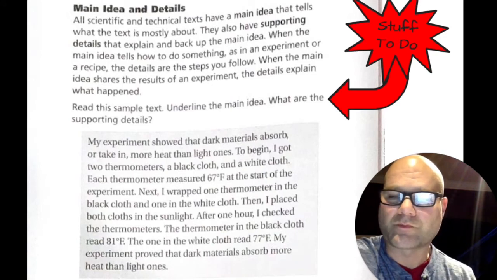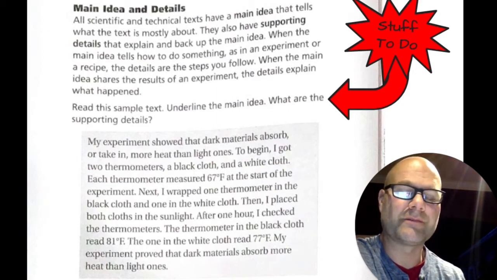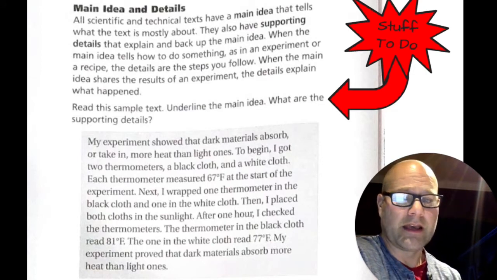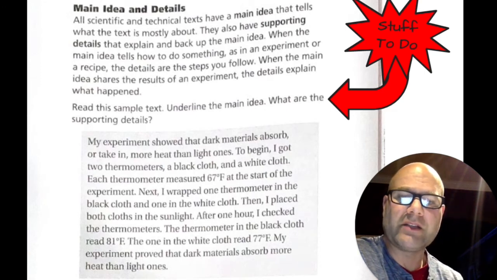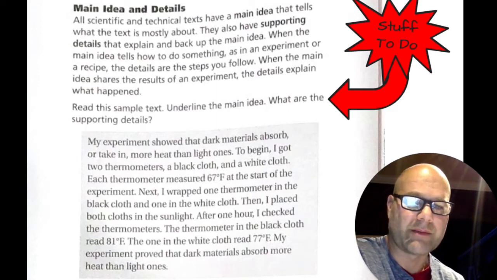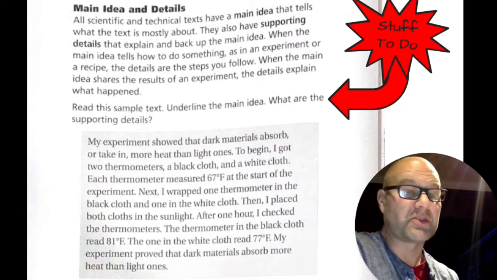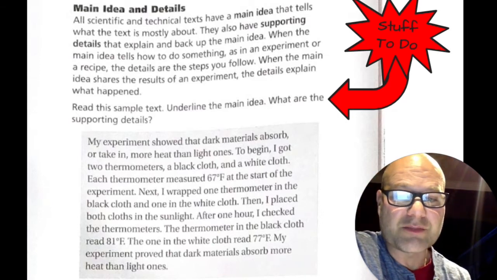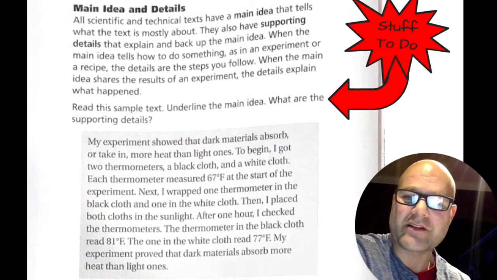My experiment showed that dark materials absorb or take in more heat than light ones. And this sounds interesting. To begin, I got two thermometers, a black cloth and a white cloth. Each thermometer measured 67 degrees Fahrenheit at the start of the experiment. Next, I wrapped one thermometer in the black cloth and one in the white cloth. Seems simple enough. Then I placed both cloths in the sunlight. After 1 hour, I checked the thermometers.